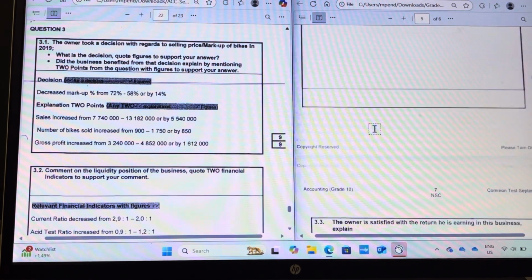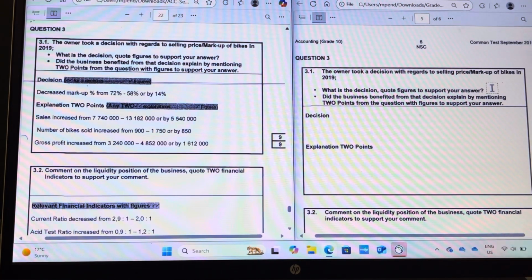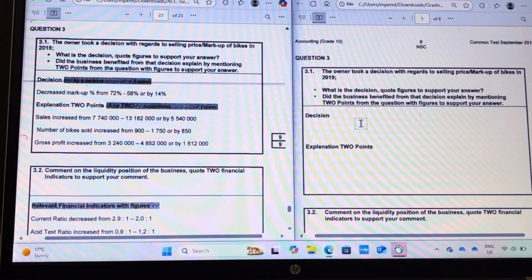Looking at the question on this side, the owner took a decision with regards to selling price or markup of bikes in 2019. What is the decision? Quote figures to support your answer. Did the business benefit from that decision? Explain by mentioning 2 points from the question with figures to support your answer. So here they're giving you really a basic guideline on how to answer the first question.